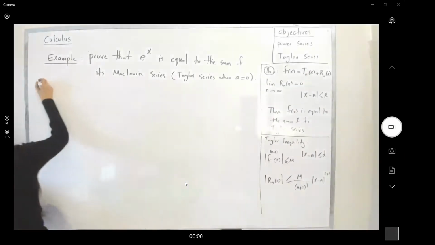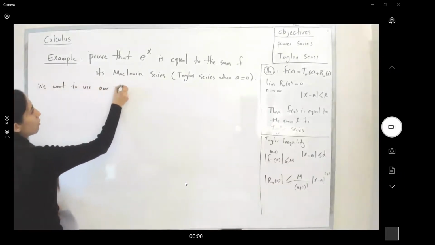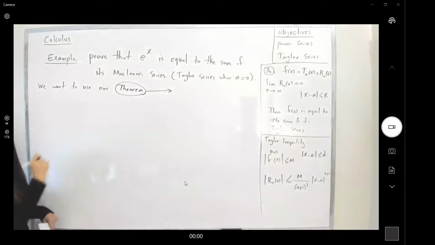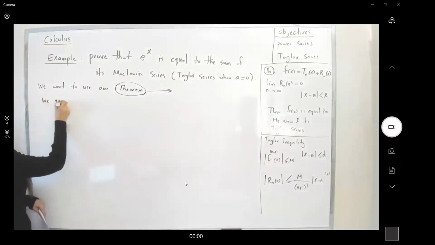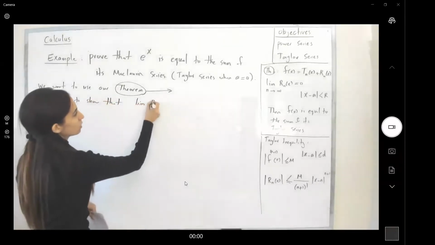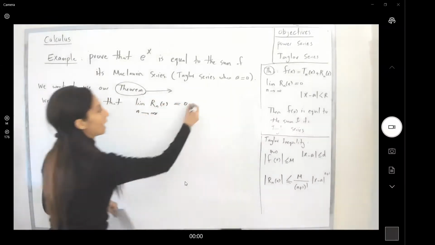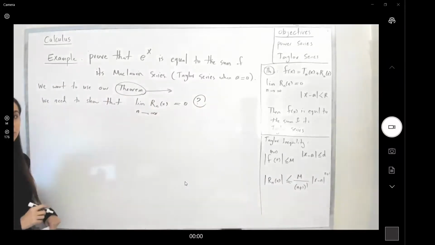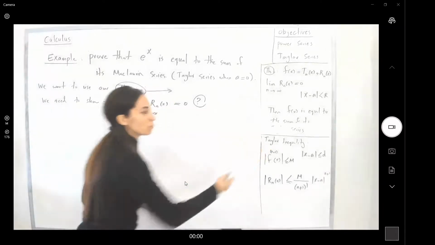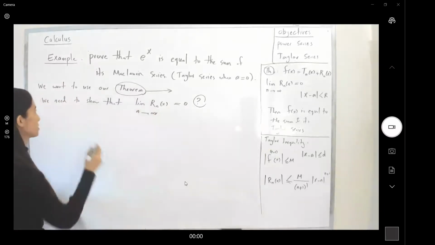So we want to use this theorem here. To use the theorem, we need to show that the limit of the remainder as n goes to infinity is equal to 0. So this is our task. I want to show this. But how? We don't know what R_n is. But Taylor's inequality tells us, hey, you can actually find boundaries for your remainder.